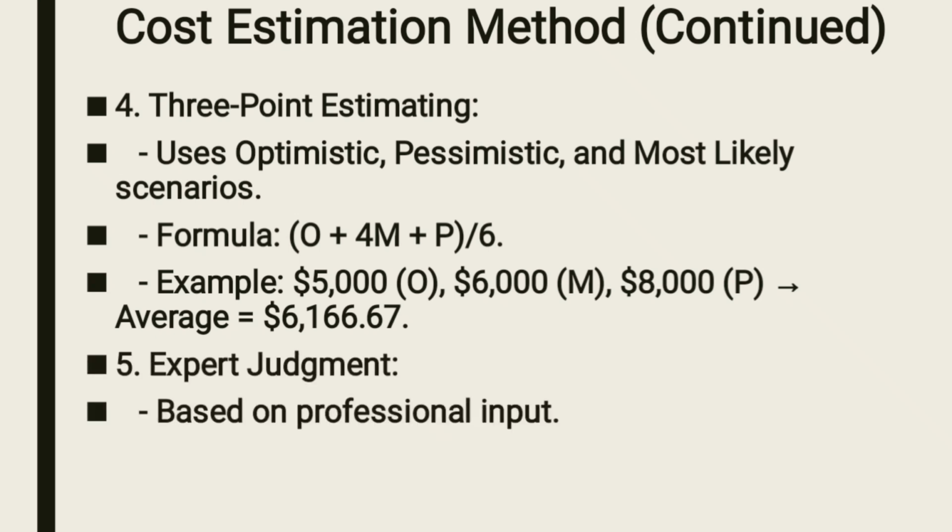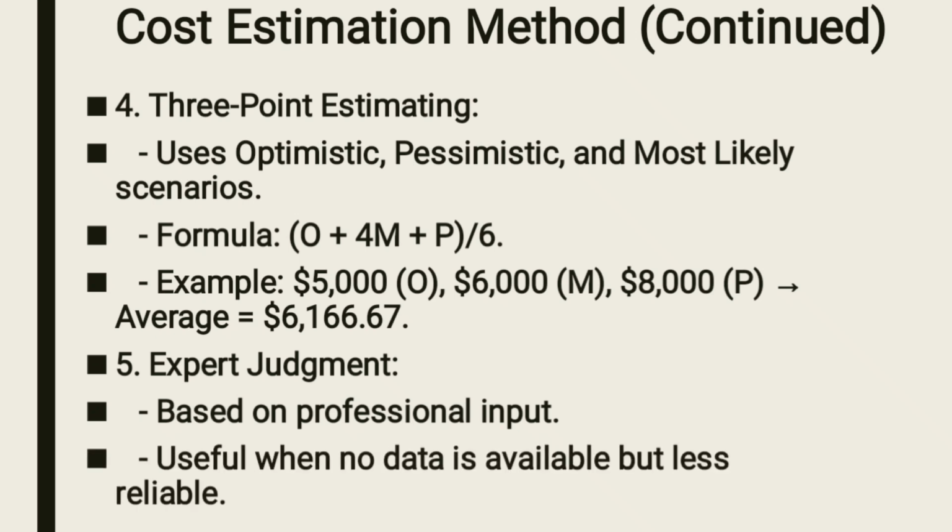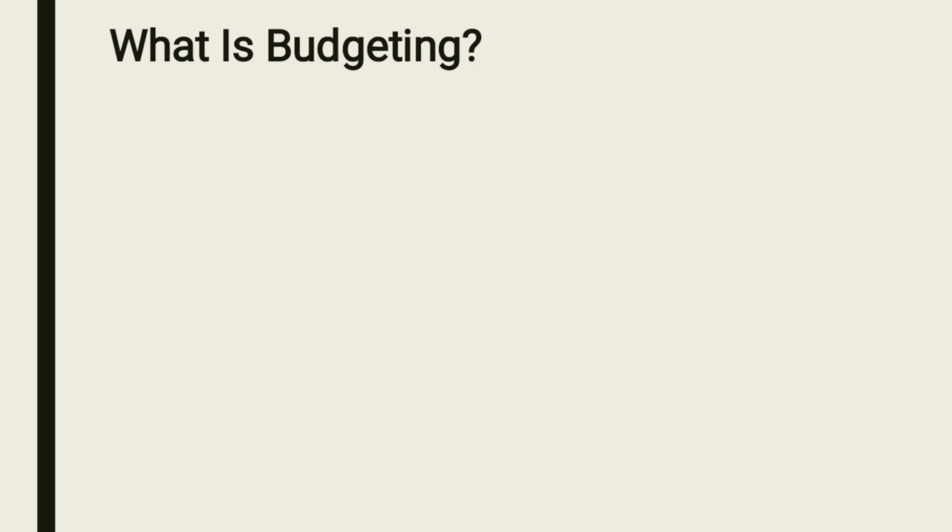Number five is where you use expert judgment. This is when you have less data or you don't have enough data to estimate the cost of that project. So you call somebody who is a professional, who has experience, to look at your project and say, based on this project, I guess the amount of money that will be needed here is so much. This one is less reliable because you are not using any data, you are just trying to guess.